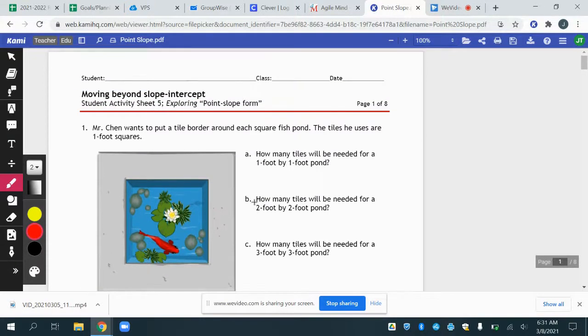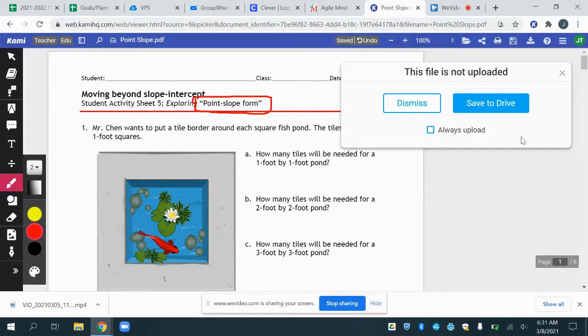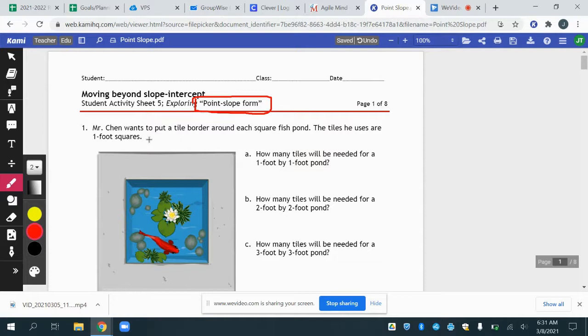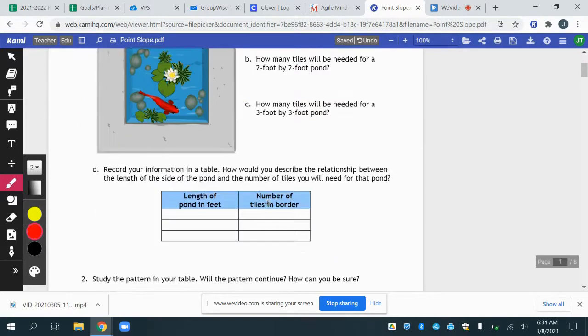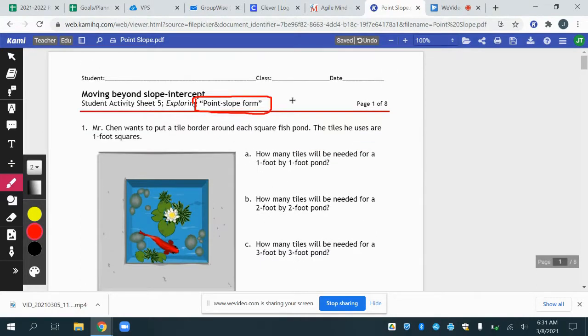Okay, our next thing we're going to look at is beyond slope-intercept: point slope form. That's what I believe the assignment is called. And now, really quickly before we go and do the actual problems, I want you to understand kind of what point slope form is about.